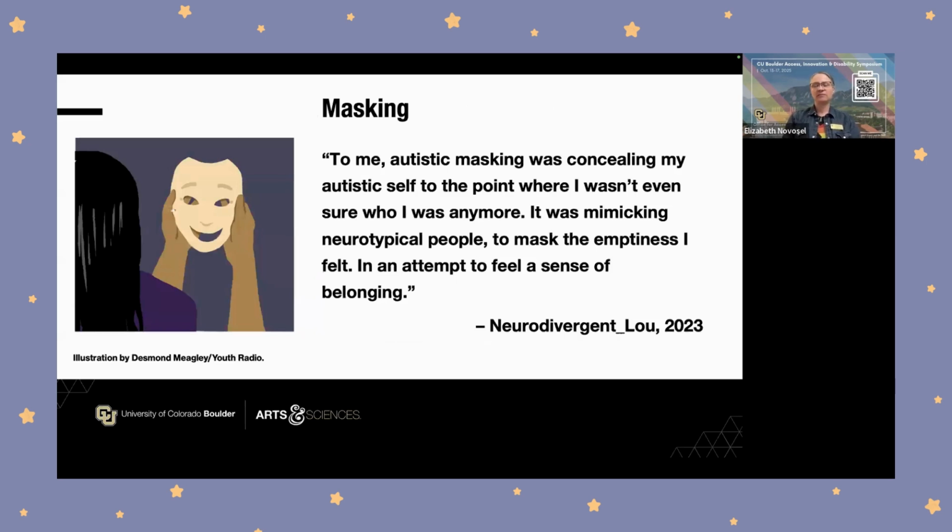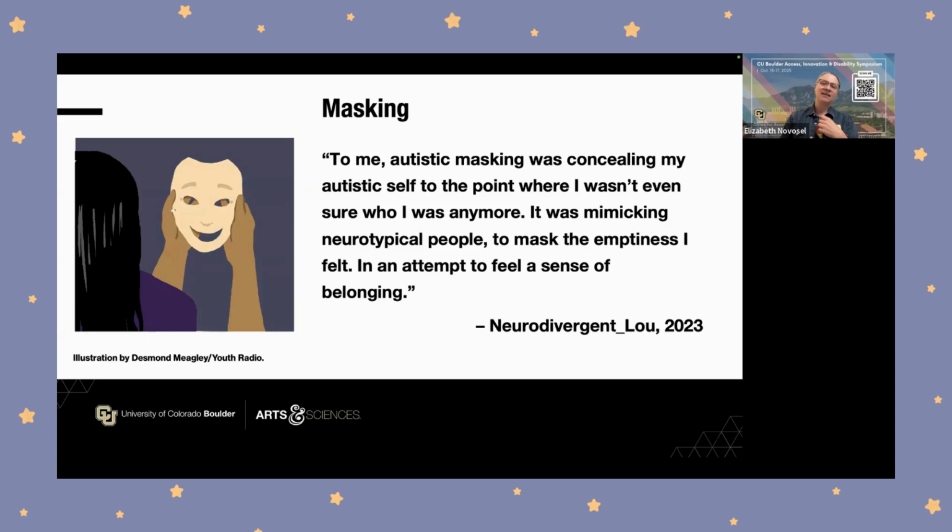Okay. A little bit about masking. Probably everyone here is a little bit familiar or can guess what this is, but masking is trying to avoid identification of a part of your identity that you do not want others to be aware of for whatever reason. In terms of neurodivergence, I found this blog post that this person, Neurodivergent Lou, left. I found it in my quest to learn more last year. I just really liked it, so I'm going to read it.